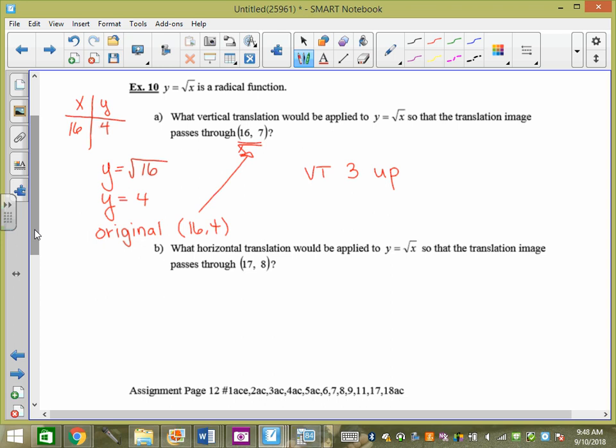This one, they just give you a horizontal translation, so your y doesn't change. So you plug in for your y, solve for x. So we get 8 equals square root x. How do we get rid of a square root? Square both sides. So x would equal 64. So my coordinate was 64 and 8, original. It's now 17 and 8. Where did I move? Left how many?